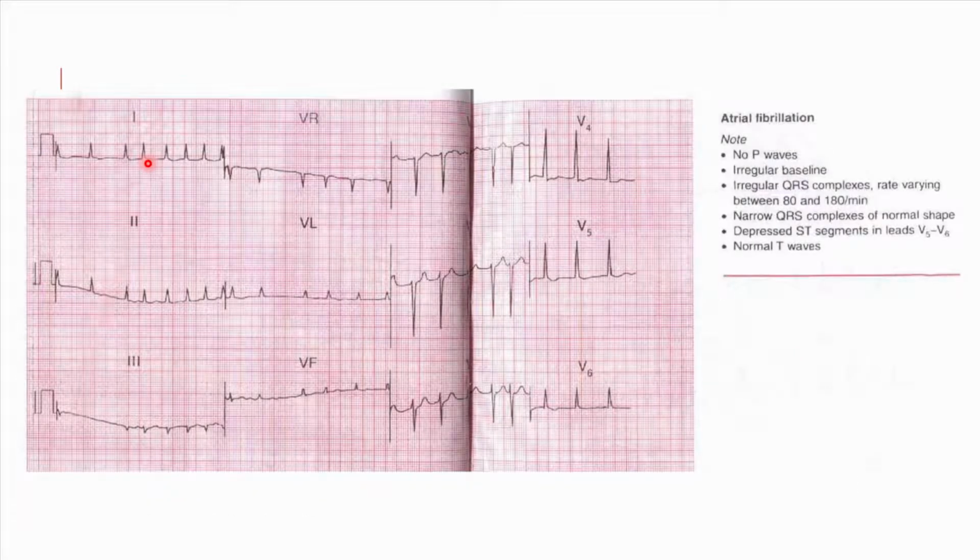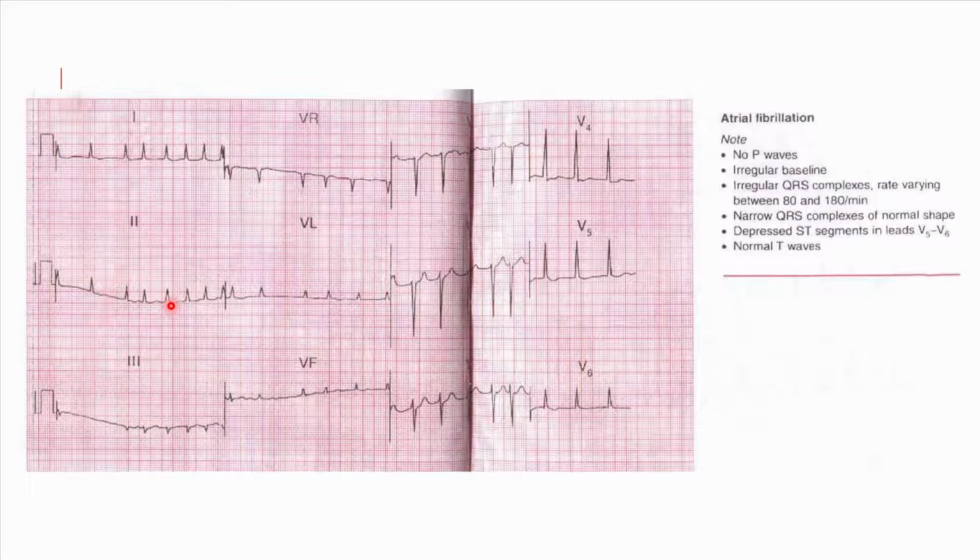So here's an example of atrial fibrillation. As we can see here, there are no P waves. There are no P waves that you can see on this ECG. We'll look at lead 2 here. There are no P waves. So there's this irregular baseline where it's not really flat. It's supposed to be flat, with some P waves over there.